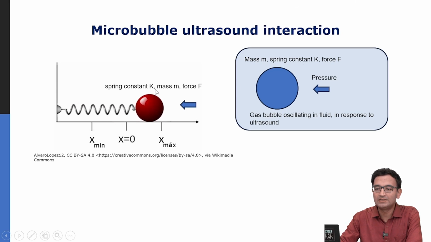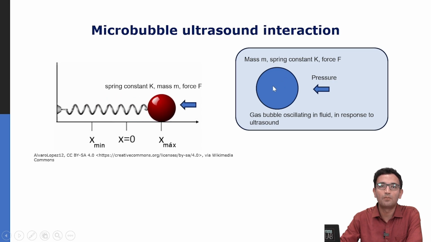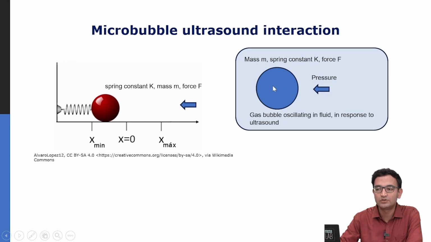So here is the spring mass system. You have a spring constant K, a mass M, and a force which is a sinusoidal force being applied. Similarly, you have a microbubble, you have the mass of the surrounding liquid. The bubble has gas, so if you compress the gas, it provides resistance. So in that sense, it has a spring constant. And then the force, we have the acoustic pressure here, which is analogous to the force which is being applied in the case of the spring mass system.